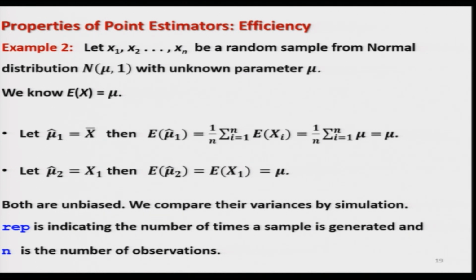So, now I try to simulate the same experiment in the R software, just to convince you how it will look. I try to consider here only 2 estimators just for the sake of simplicity: mu 1 hat equal to x bar, and mu 2 hat equal to x 1. So, both of them are going to be unbiased estimators, and I try to generate the random samples x 1, x 2, x n from normal mu 1, and I try to generate a large number of samples, and see what happens, right.